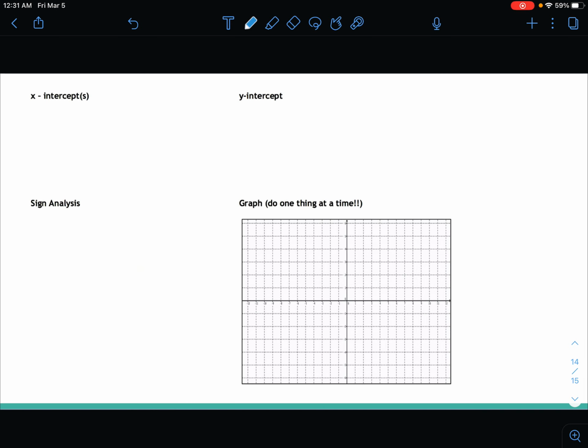A little more that we have to get on here. We have to look for x and y intercepts and then do some sign analysis, and then we can finally graph. Okay, so to get the x-intercept, we are going to substitute y equals 0. So we're going to write 0 equals x plus 2 over x minus 1.